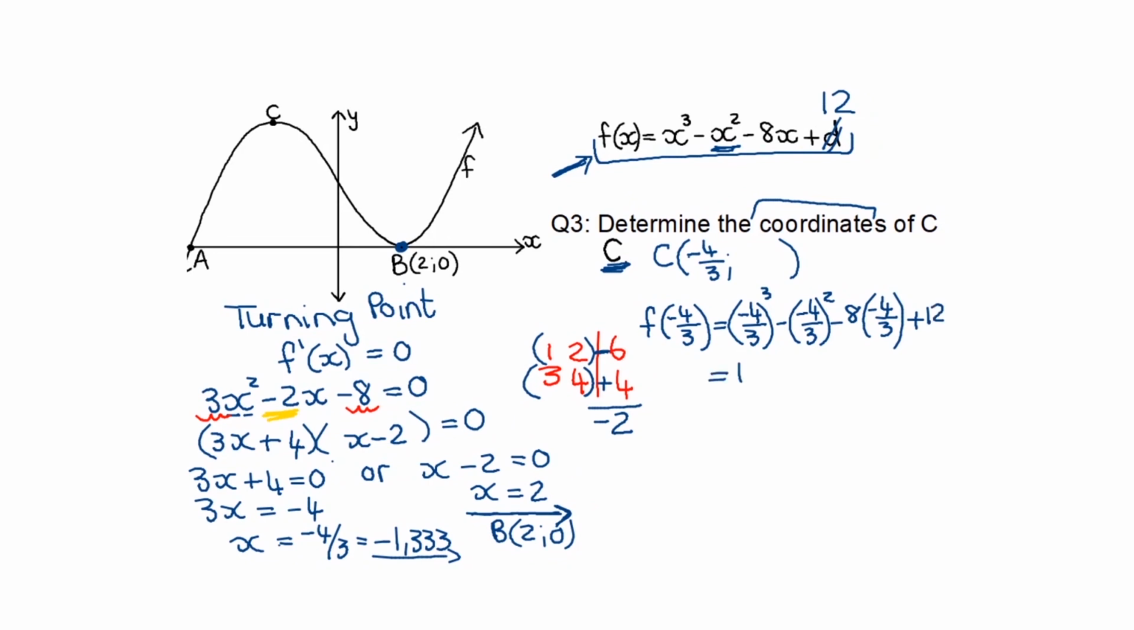Now, you will be using your calculator to save a bit of time. I already calculated that to be 18.519, approximated to 3 decimal places, which means my final answer would be C is the point. Let's put them both approximated to 3 decimal places: -1.333. That goes with 18.519.